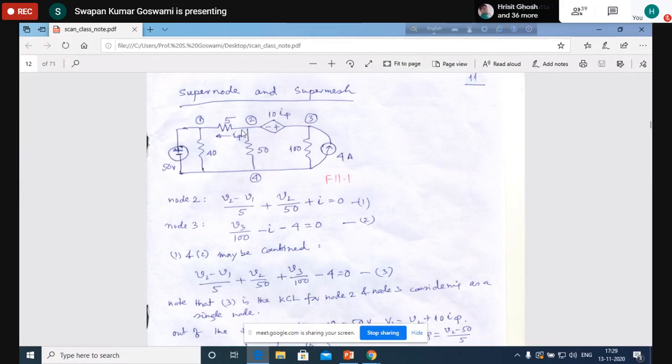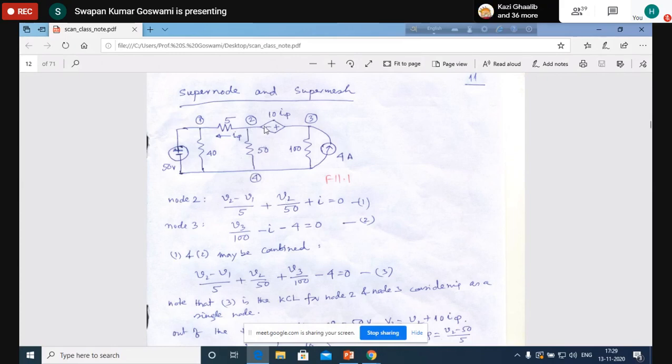So (V2 minus V1) divided by 5 is the outgoing current from this node, plus V2 by 50, that means the current flowing through this branch. V2 is the voltage with respect to node 4. Obviously, we are assuming that V2 is at higher potential with respect to node 4, so through this branch current will flow from node 2 to node 4. So V2 by 50 is the outgoing current.